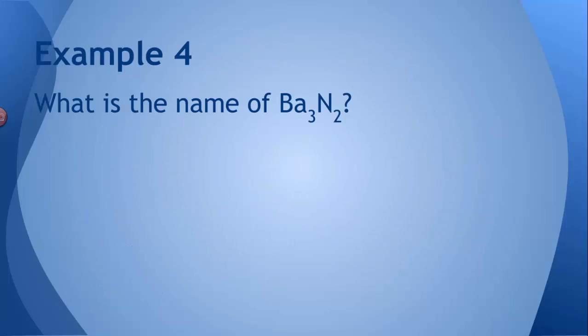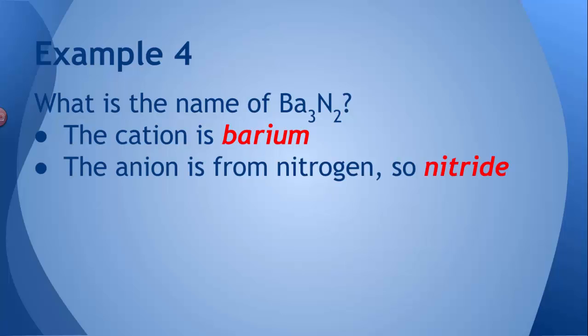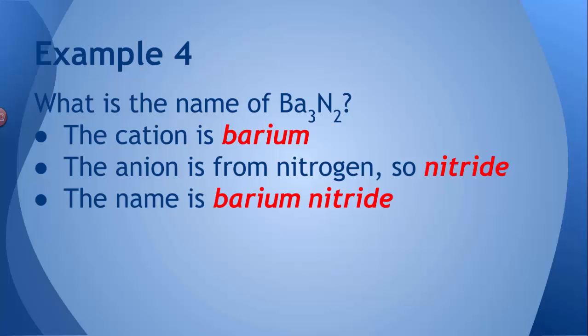Let's find the name of Ba3N2. Okay, Ba3N2. Now this is not a transition metal. Barium is not a transition metal. It's just a metal. So barium, that's the cation, the first thing I see, barium. The anion is from nitrogen, and nitrogen's called nitride when it forms an ion. So the anion is called nitride, and that means that the formula is called barium nitride. That's all I have to do.